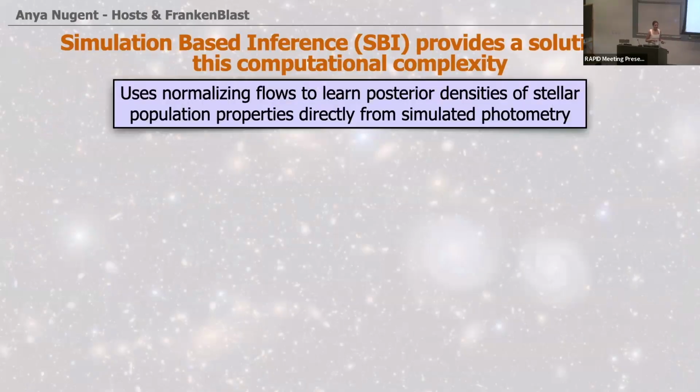So what is SBI? SBI essentially uses normalizing flows to learn posterior densities of our stellar population properties of interest directly from simulated photometry. So your training set is comprised of a set of stellar population properties and the simulated photometry that they refer to. So that when you're ready to fit your data, all you have to do is hand it your photometry and it will give you posterior distributions on all of your stellar population properties that you're interested in fitting.